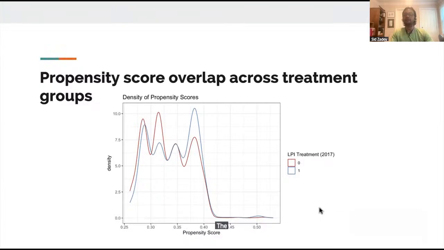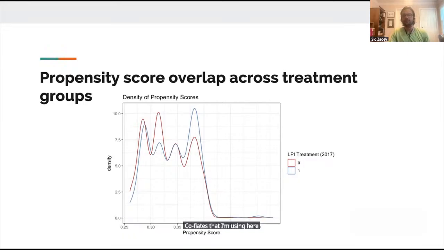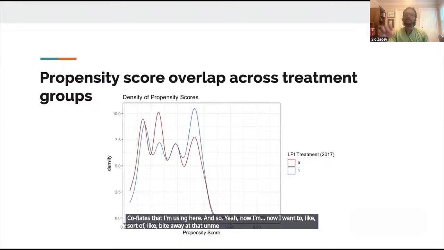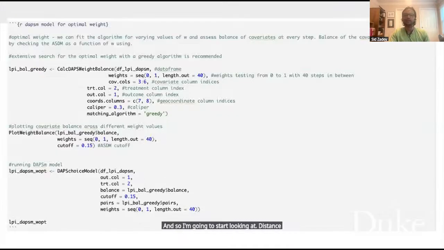The higher limit here is 1. If the measured confounders were enough to accommodate all the confounding, I would have a propensity score of 1, but that's not happening using the four covariates that I'm using here. So now I want to bite away at that unmeasured confounding piece, and I'm going to start looking at distance as a way to do that.